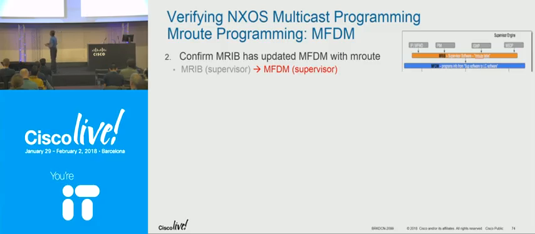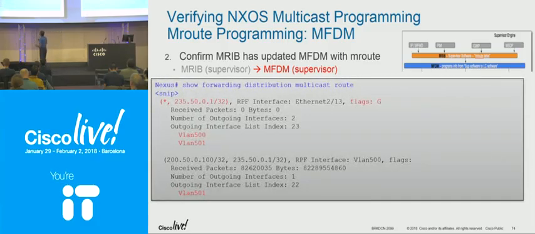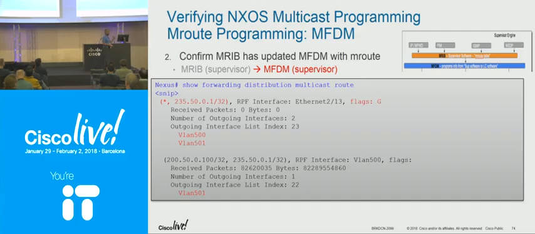And when we have the MRIB state entries, the next thing to look into is the MFDM, because MRIB talks to MFDM, and MFDM is the one that talks to MFIB components. So the next step, once we verify MRIB, is to go to the MFDM component and see if everything is fine. So this is the command, show forwarding distribution. Again, this component resides within the supervisor.